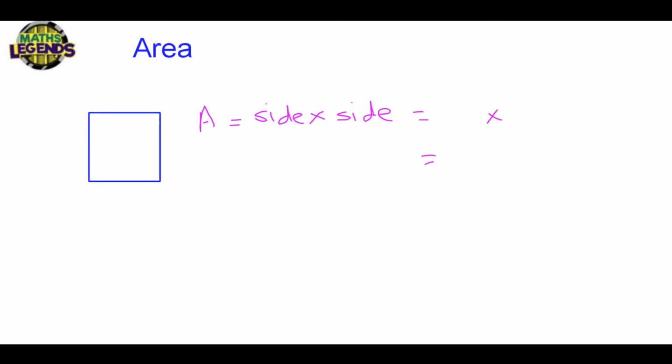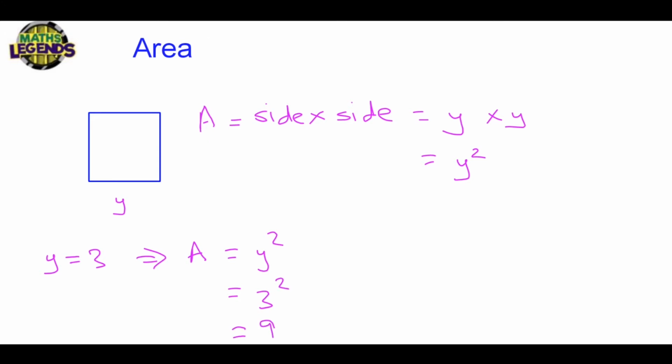So the generic formula is, we say the side of the square has length y, so then it's y times y, which is y squared. For example, if the side was of length 3, then the area is equal to y squared, which is 3 squared, because y is 3, and that is 9.